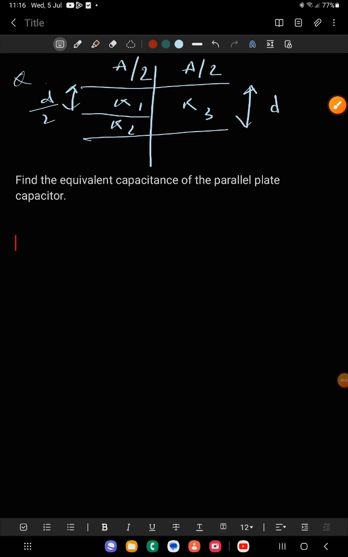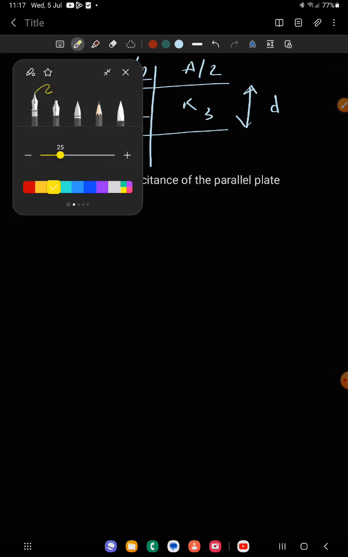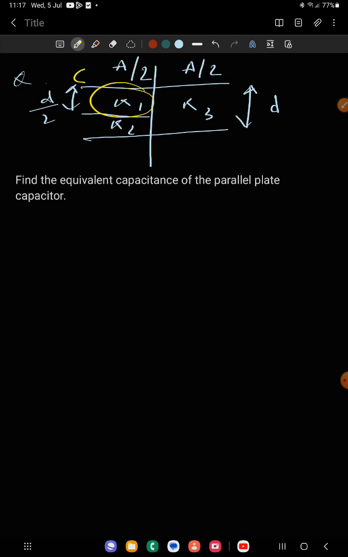To solve the problem to find the equivalent capacitance of the parallel plate capacitor as shown in the above figure, we start that here two capacitors having the dielectric constants K1 and K2, which have the equal thickness of d by 2. Let's consider them as the first capacitor, C1, and this as C2. And the third, which has the thickness of d but the cross-sectional area is A by 2, as C3.